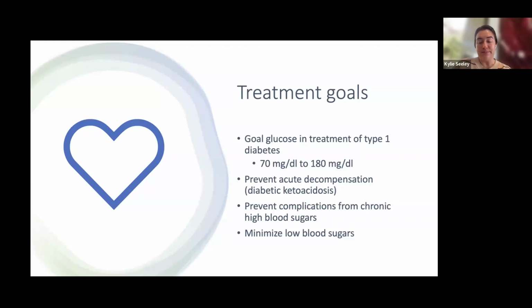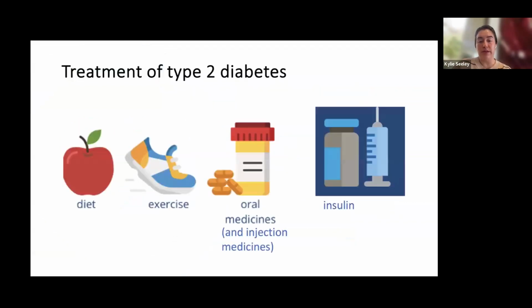For type 2 diabetes, the goal of treatment is to target the underlying causes of insulin resistance. This includes things like lifestyle changes with diet and exercise and managing excess weight. We also now have oral and injection medication options that can reduce insulin resistance and actually help lower blood sugars. However, sometimes insulin is necessary to achieve glucose control in patients with type 2 diabetes, but it's not usually our first line of treatment for type 2.